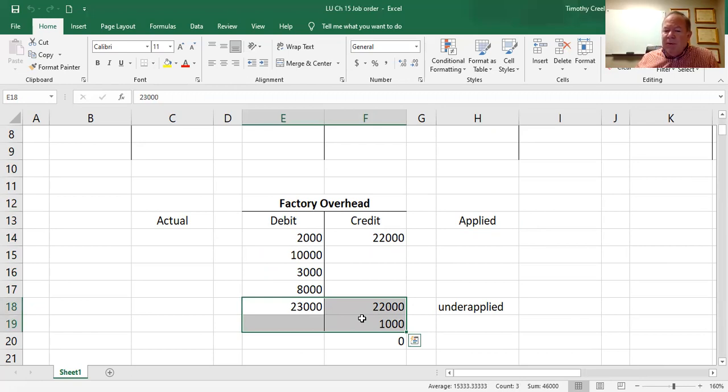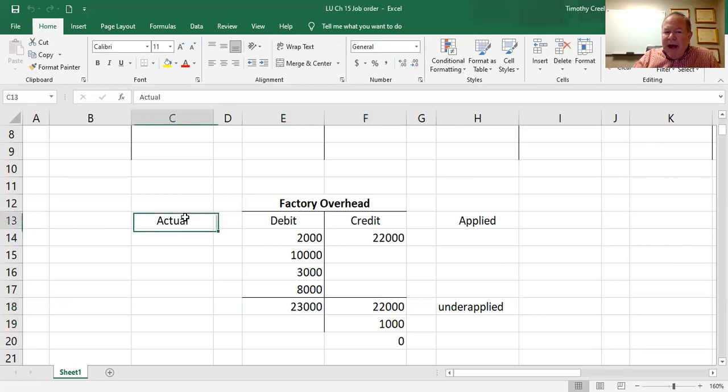So typically it's pretty close between what's actual and what's applied, because the companies use their experience and their knowledge of the situation to come up with a good rate. So typically it's very close, but there's always a little bit of adjustment to do at the end of the period. So let's look at some transactions and how they would fit in here.